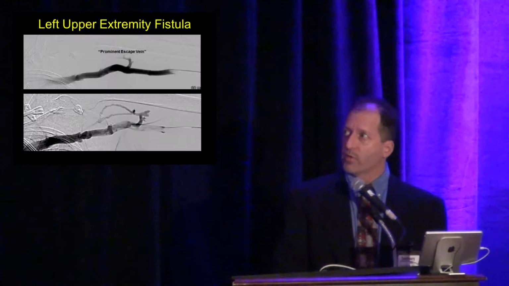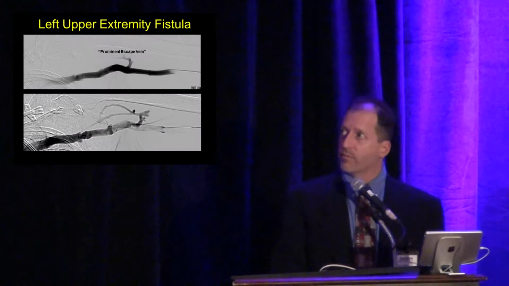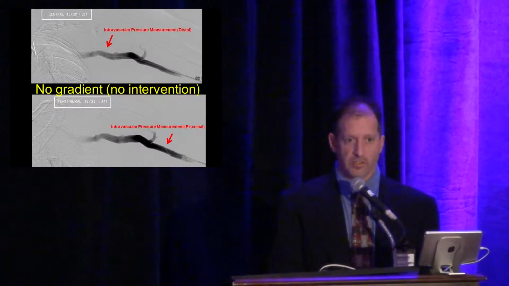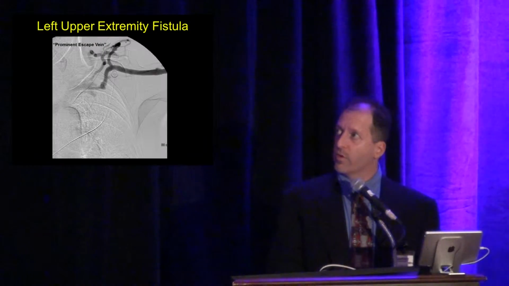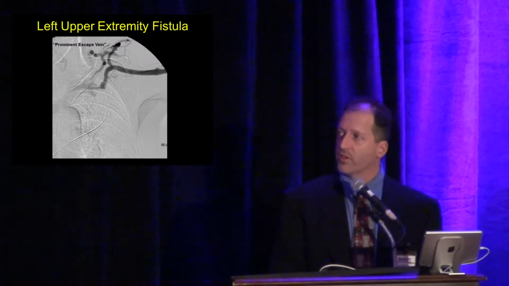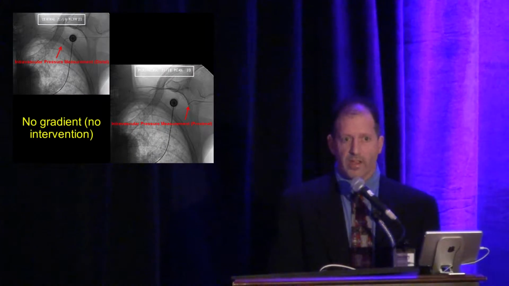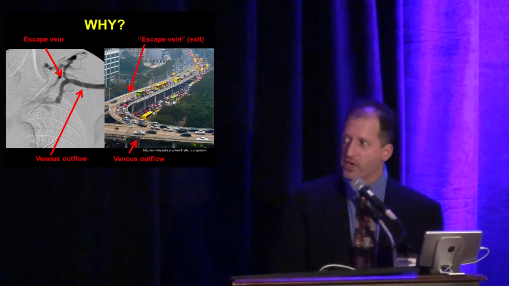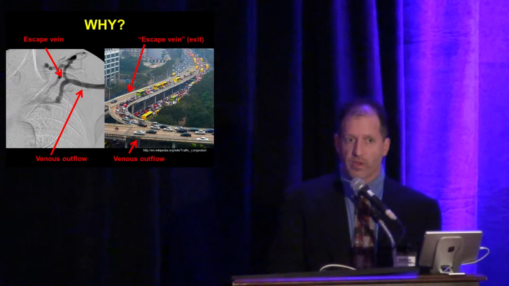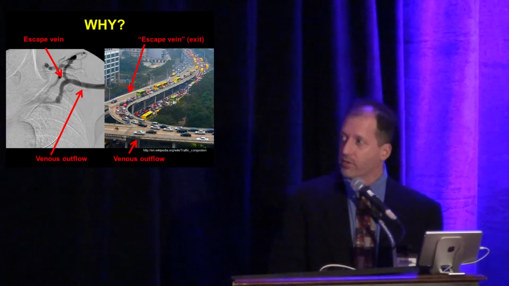Now here's a huge one up in the cephalic arch, a prominent escape vein. You'd say that's got to be stealing something away here. Took some pressures proximal and distal to this, 20 and 20, no gradient, no intervention. So you might say to yourself, well, why would that happen? Well, here's an exit in China, and you can see the exit ramp is just loaded up with cars, and you see the main outflow here is widely patent.